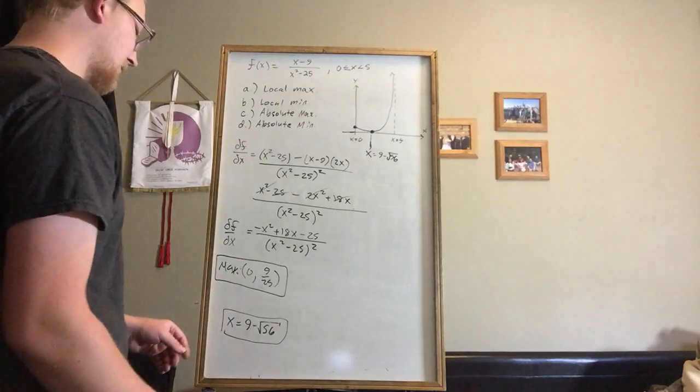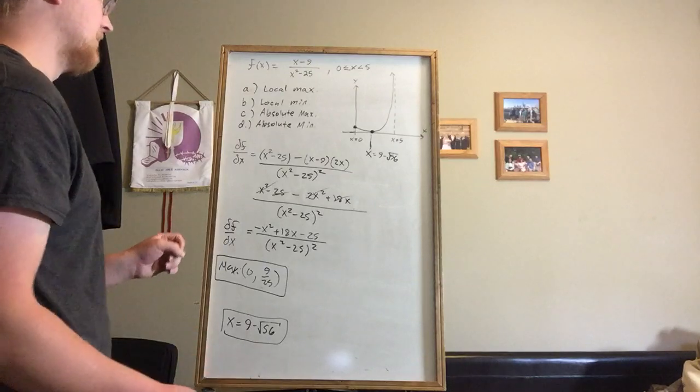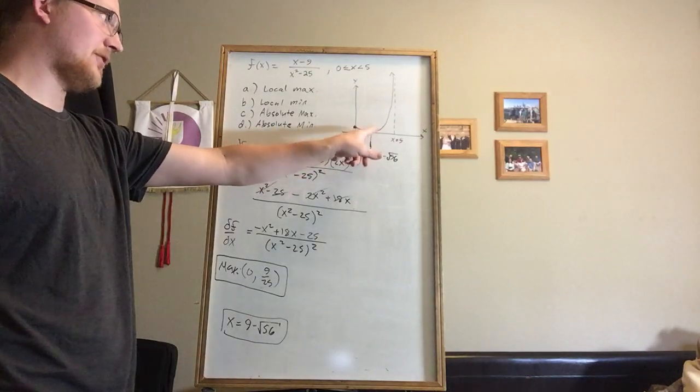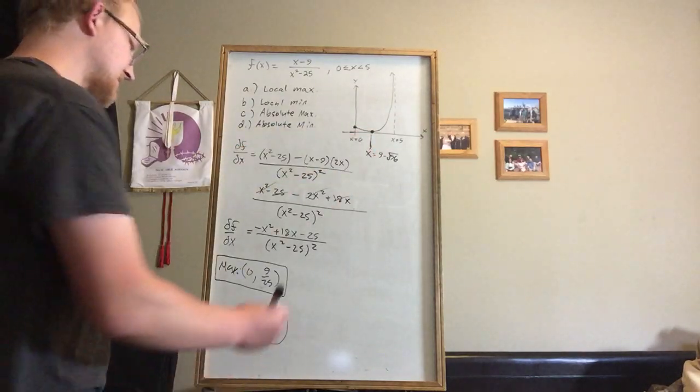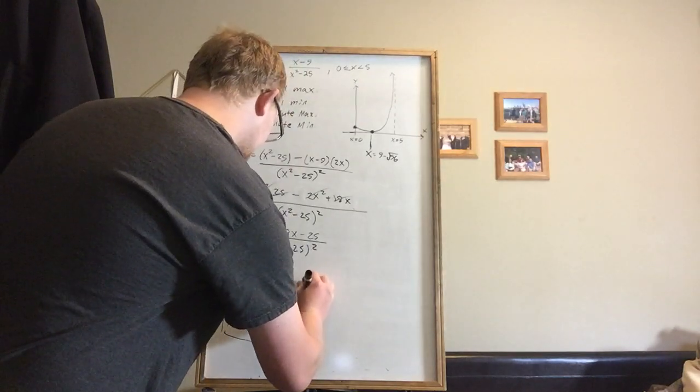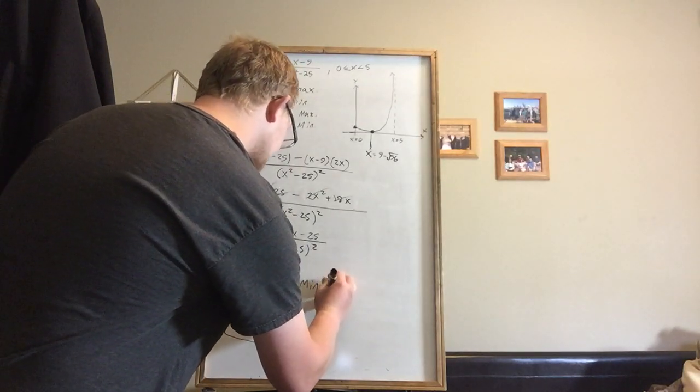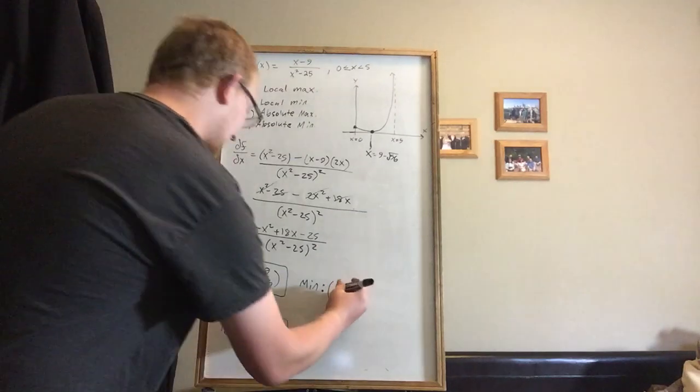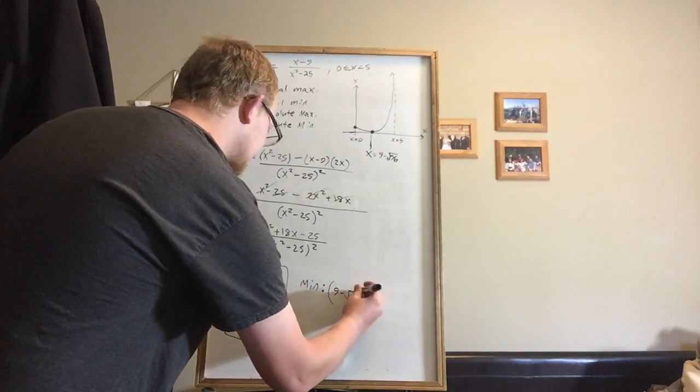So that's part A. Now we're going to look for our minima. And we know of only one. It's the critical point we solved for. And so our minima is when we plug in x as 9 minus root 56.